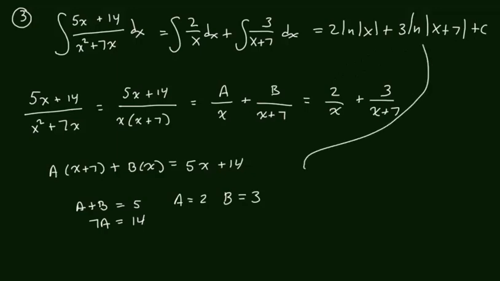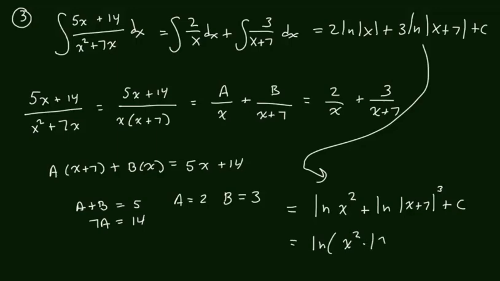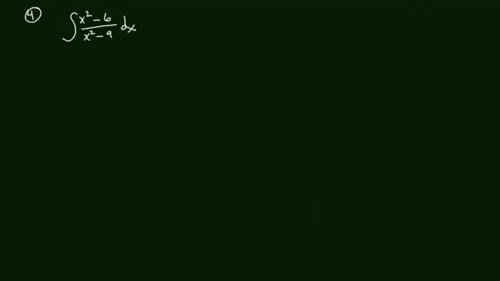I'll come down here to show the calculator version of that. That would be natural log of x squared plus natural log of absolute value x plus 7 to the power of 3 plus c, and then these can be combined as such. And there we have it. Example number 4. This one's a little more tricky.